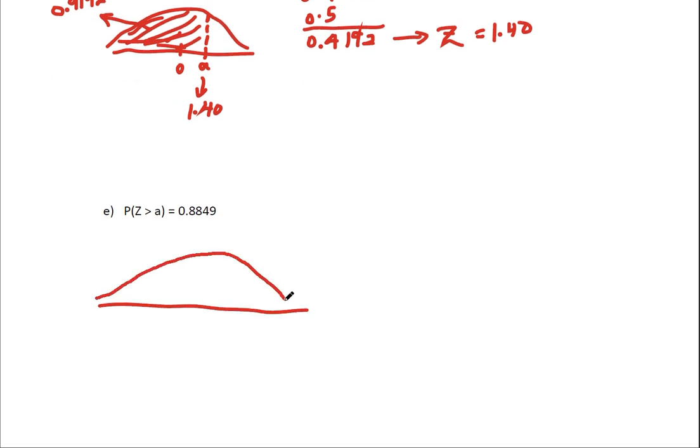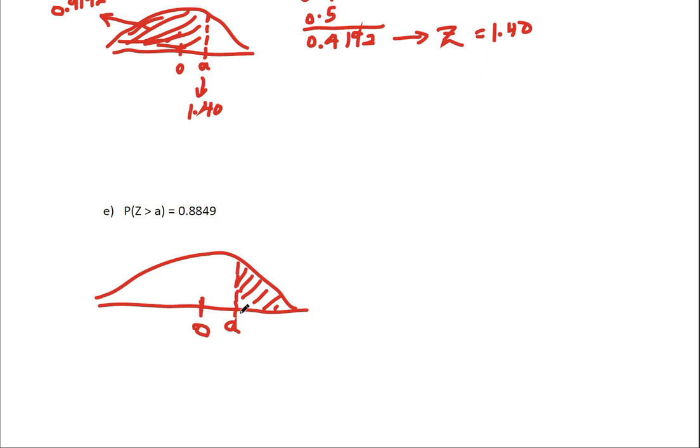Let's go to this other one. This one is a greater than problem. We're asked to find the value of A such that the probability that Z is greater than A will be 0.8849. So again, A here is positive, so I just locate an area roughly arbitrarily to the right of 0. I'm going to shade the area to the right, because we are told that the probability that Z is greater than A is 0.8849.